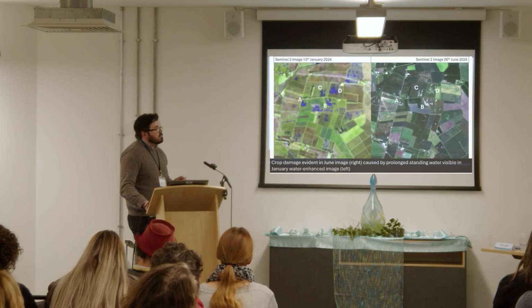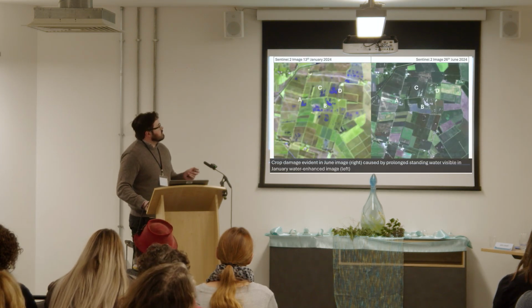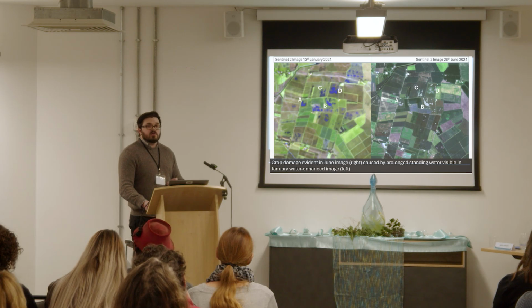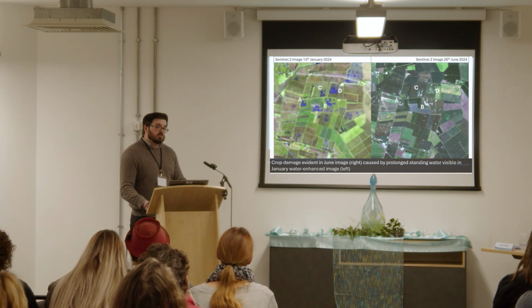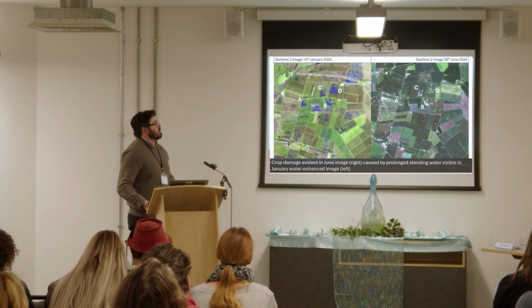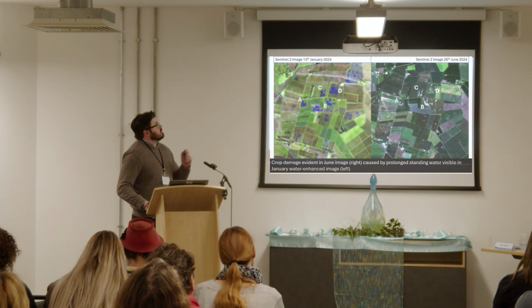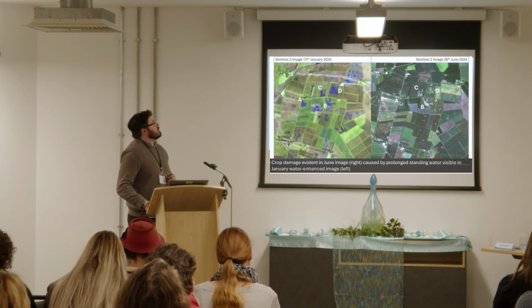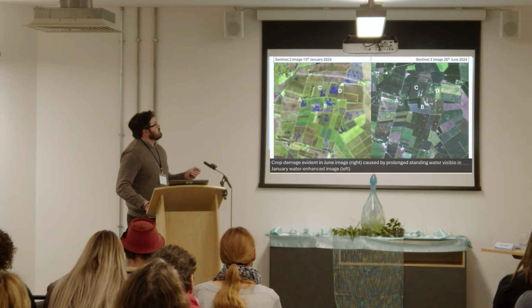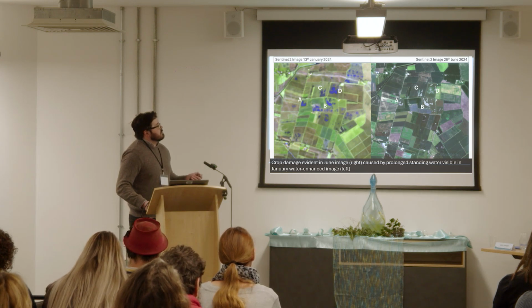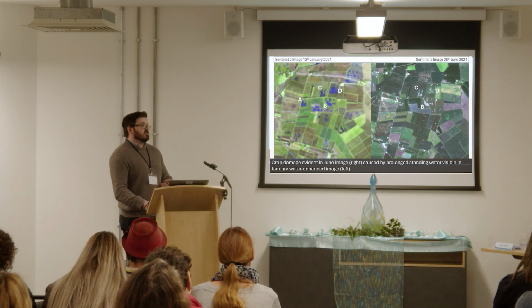Here's another example which may be of use. Sentinel-2 imagery, we have archival access in here, so it's not just the current imagery, but we can go back in time and look at what's happened in the past. So this group of fields, we've got a water enhanced version from January 2024, and then we've got a version in June 2024 there. So you can see at points A, B, C and D, we've got standing water. You can also see in June, these are areas where crop failure has happened. So we're able to pick out these areas.